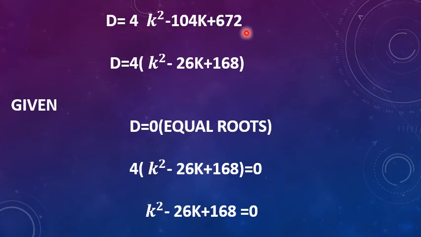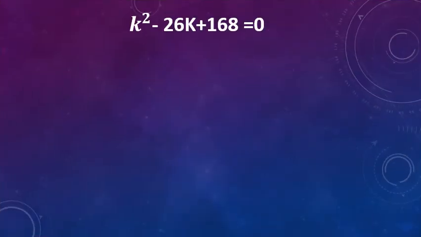On taking 4 as a common factor, we get D equals 4 into k square minus 26k plus 168. As the discriminant is equal to 0, because in the question it was given that the quadratic equation has equal roots, I am putting 4 into k square minus 26k plus 168 equals 0. So here we get the quadratic equation k square minus 26k plus 168 equals 0.